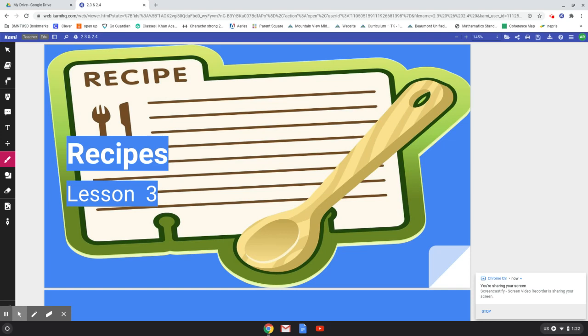Okay, so today we're doing lesson 3 and lesson 4. We're going to be talking about recipes and mixing colors. Ratios are something that interests me because it deals with recipes, and to me, it deals with real life things. We'll be going over that today.